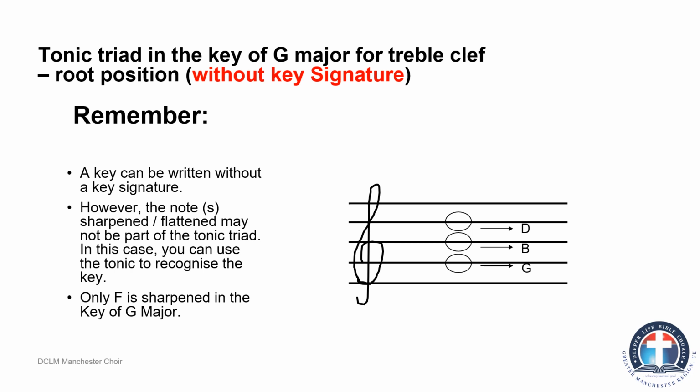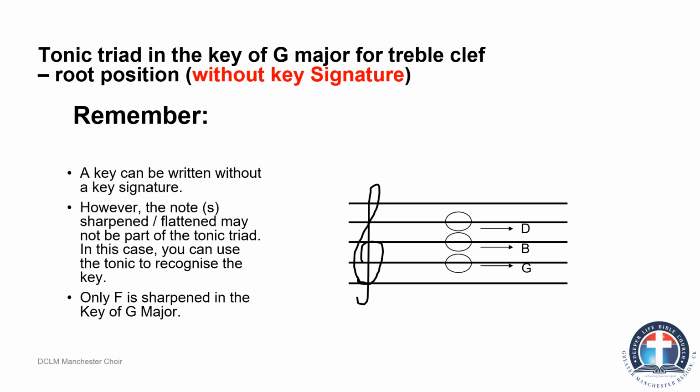As you see there, I've written things to remember, things to note. In fact, take note that the notes sharpened or flattened may not be part of the tonic triad. In this case, you can use the tonic to recognize the key. Even though, remember in the previous slide, I said the note F is sharpened for G major, in this case F is not part of the notes included in the tonic triad.